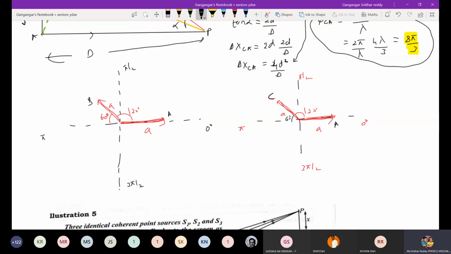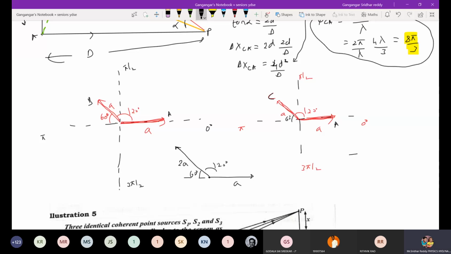Look at it now. Shall I add B and C? They are almost in phase. So what will be the resultant diagram? The resultant diagram will be A, and this will be 2A, and the angle is 120 degrees. So what is the resultant amplitude you have to calculate here? So we have to calculate the resultant intensity. Here let I0 be equal to A square.